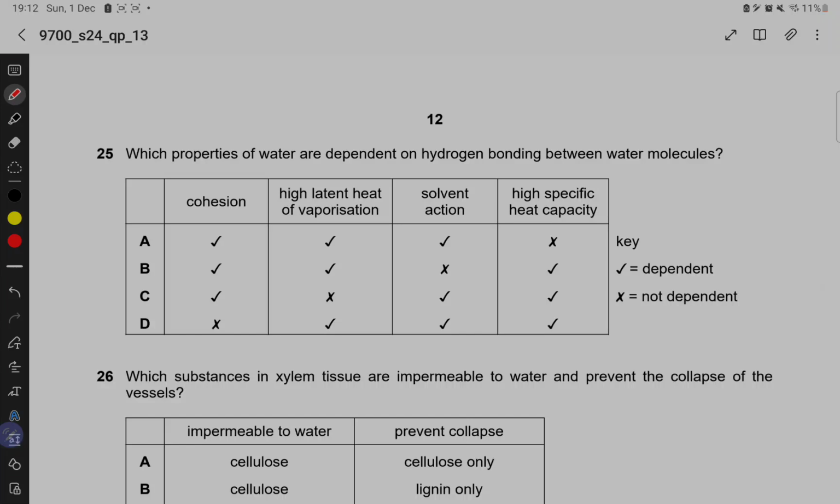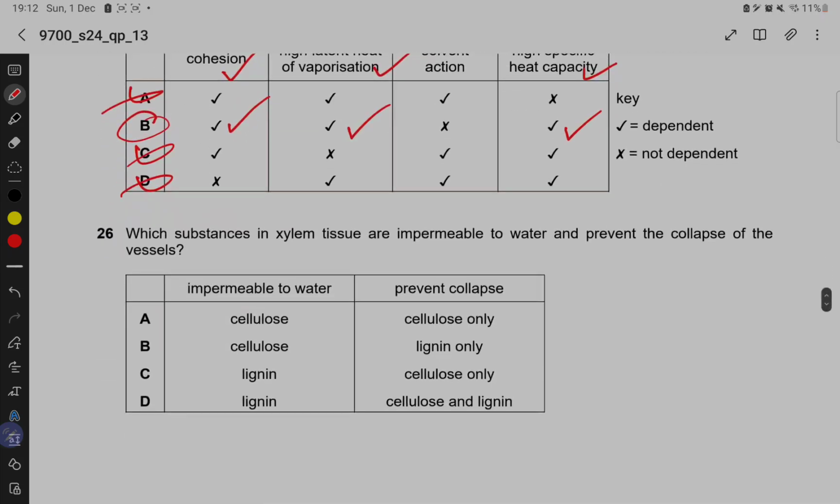Which properties of water are dependent on hydrogen bonding between water molecules? Cohesion, yes. Latent heat, yes. High specific heat, yes. So A is wrong because it doesn't have that. C is also wrong. D is also wrong. Answer is B. A lot of people get confused on solvent action, but even if you are unsure, just knowing the other 3 are correct, you can rule out A, C, and D as the wrong answers. But yeah, solvent action isn't really dependent on hydrogen bonding.